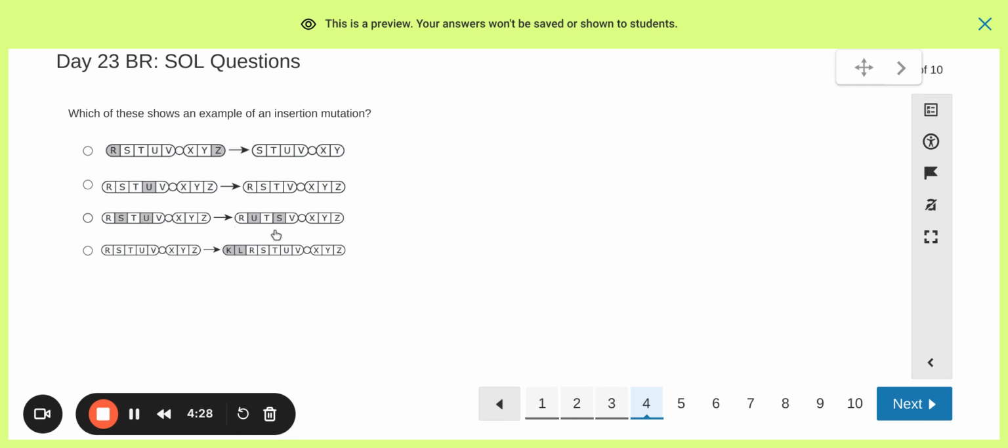RSTUV-XYZ, RUTSV-XYZ. That's an inversion. They're flipped. And then RSTUV-XYZ, and then all of a sudden there's a K and L. So that one is the insertion. So the answer would be D.